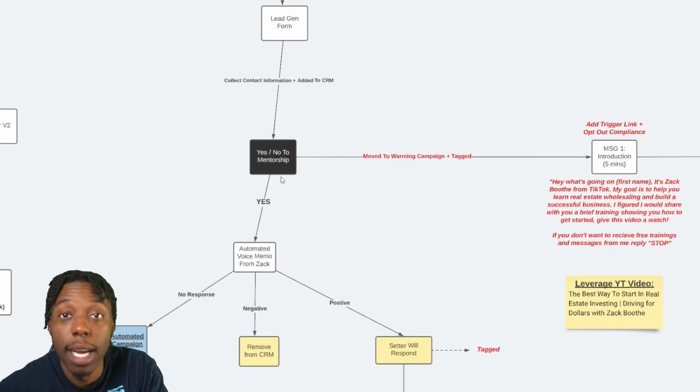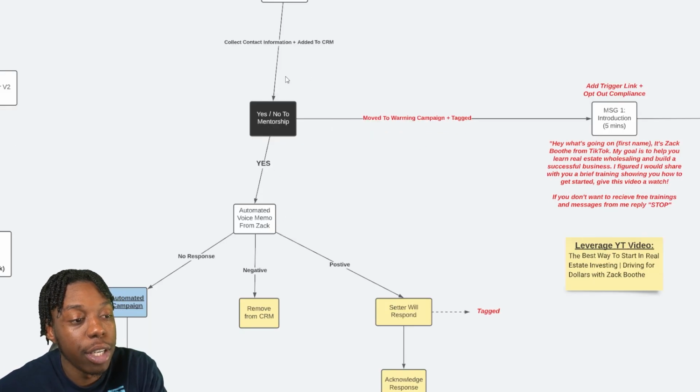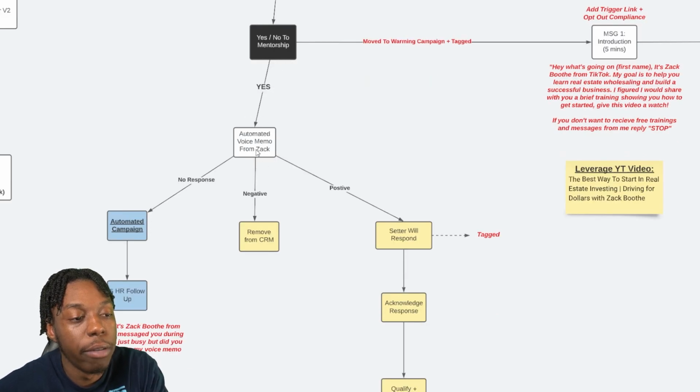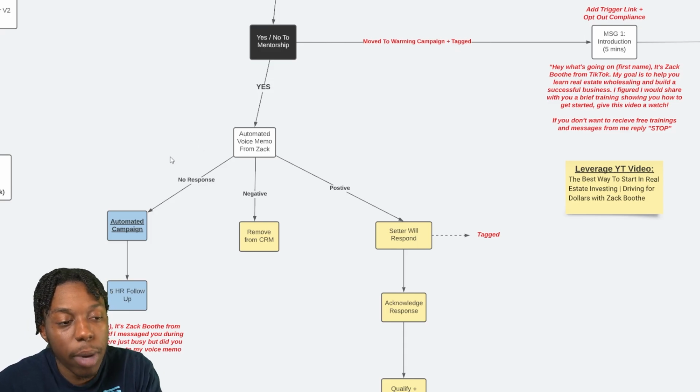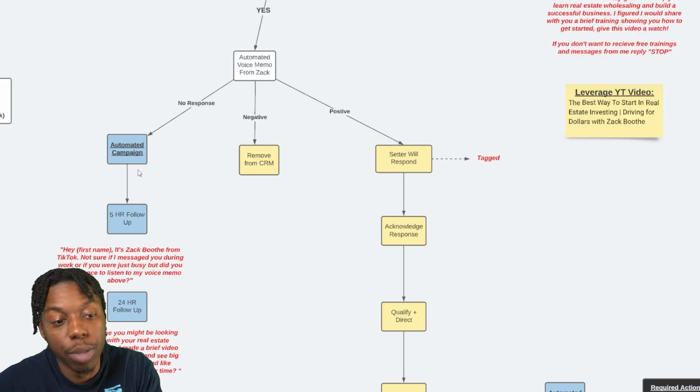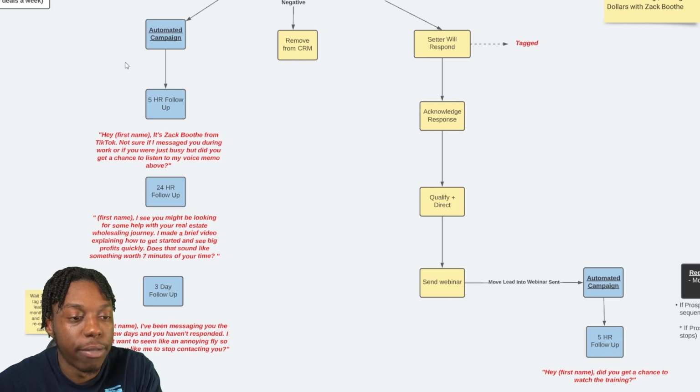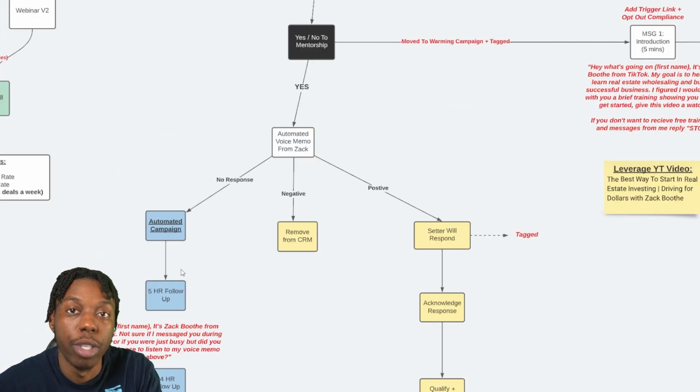So if someone says, yes, I need a mentor right now, we actually do the following. We'll send an automated voice note from our client. His name's Zach. And the voice note will basically say, hey, I saw you recently submitted a lead gen form or a survey form. You're clearly interested in learning more about real estate. What is your biggest issue so far? And if the lead doesn't respond, we have an automated sequence that has follow-ups and touch points to get them back to responding.